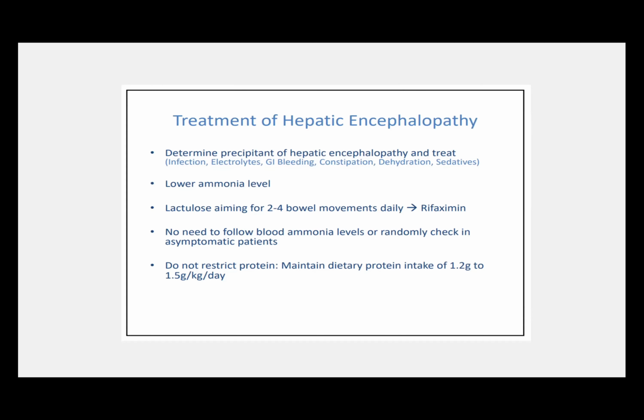And we always will do, like I said, you want to rule out what could have pushed them into that. So you're going to go over all of the things that you usually go over: electrolyte abnormalities, infection, and you'll give lactulose with a goal of 2 to 4 bowel movements. If that's not working, you add on rifaximin.